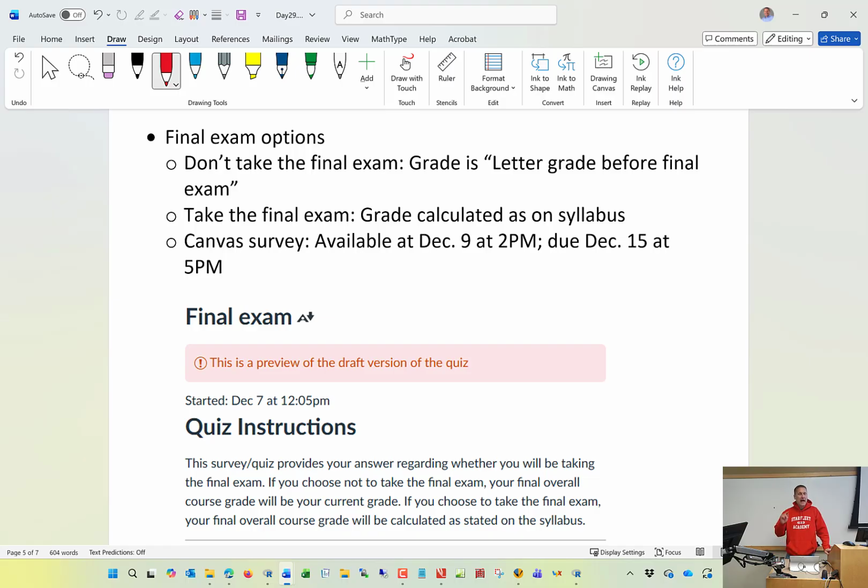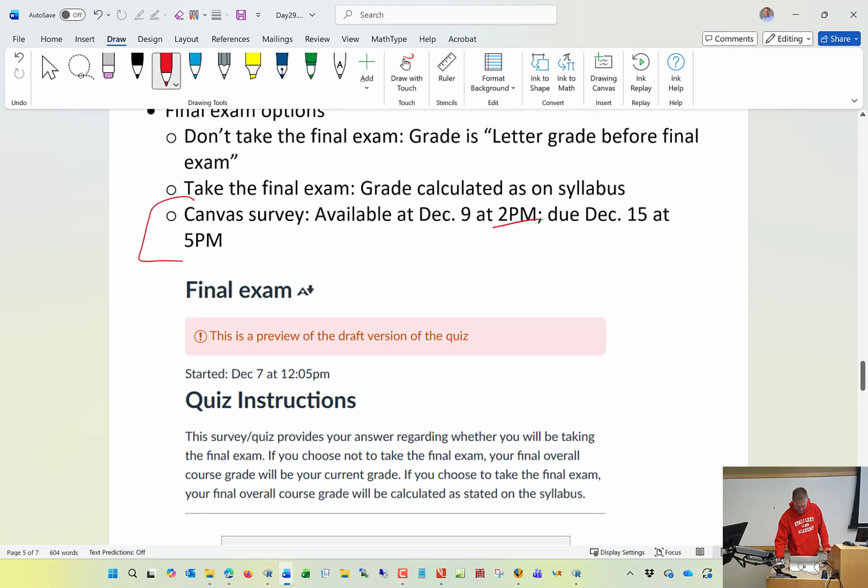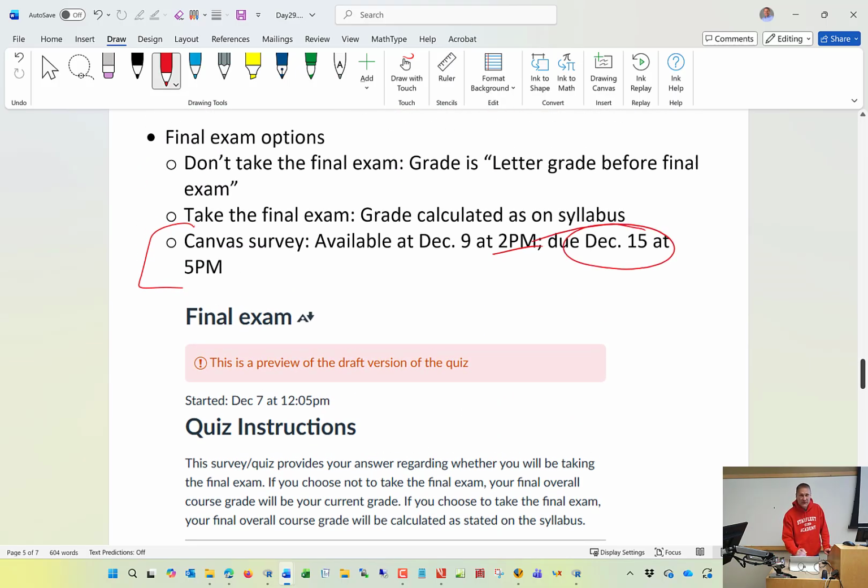But I need every single individual here to go to Canvas, and this will be available starting at 2 p.m. There will be like a little Canvas survey. And you tell me what you're going to do. Please do this. Don't put it off. Don't make me guess. This is what it looks like. Will you be taking the final exam? It is due December 15th at 5 p.m.